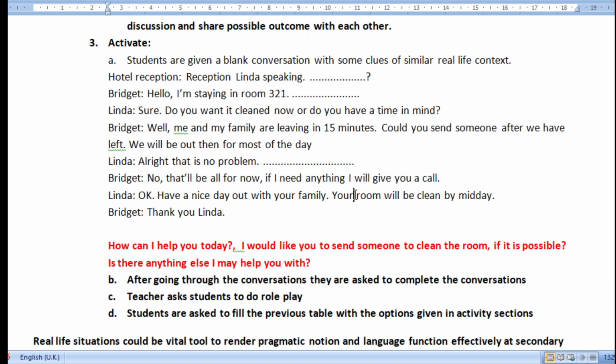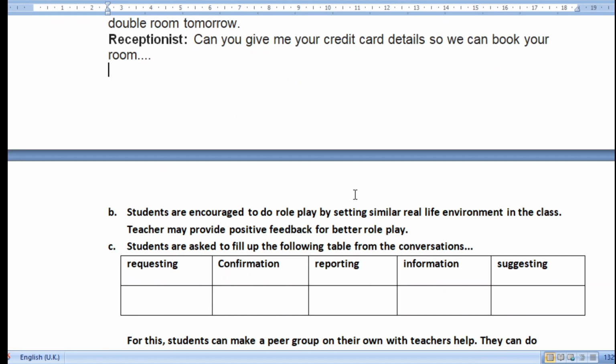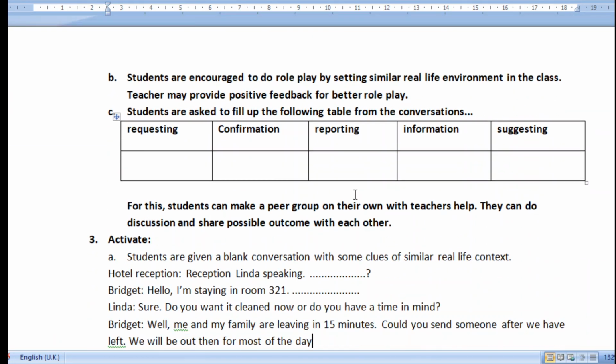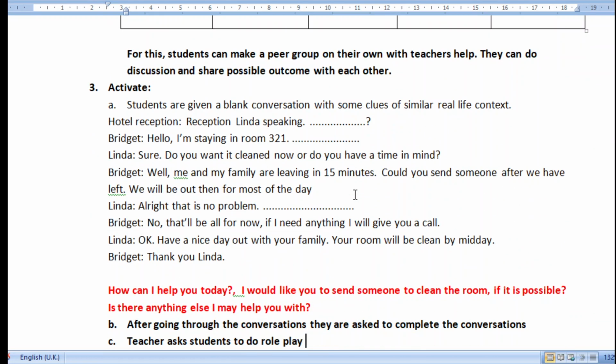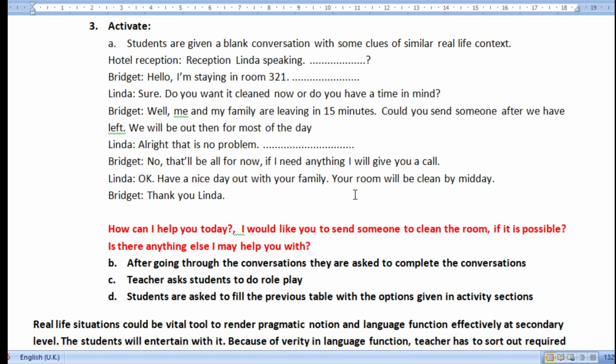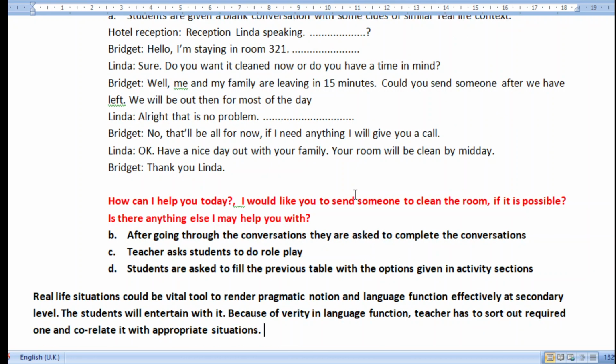So the teacher asks students to do role play. After filling the gaps, they are going to perform the same dialogue in the class. And in number D, students are asked to fill the previous table. The previous table means this table, on the basis of the second dialogue. Okay, they are again going to fill up this one. Fill options in the given activity section. So I'm at the end of my answer.